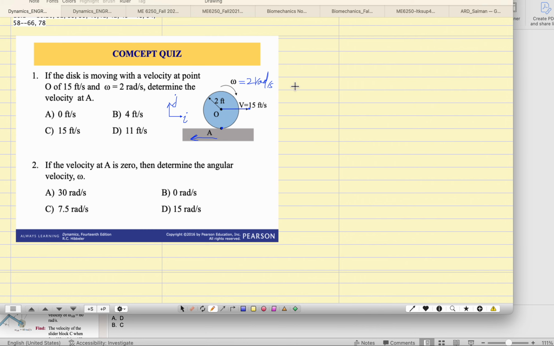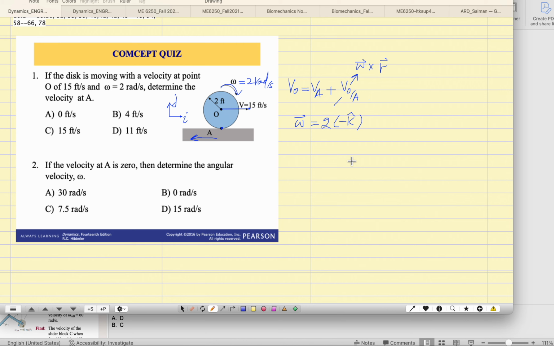And I will use the velocity formula for rigid body motion. So let's use VO equals VA plus VO from A. And VO from A is nothing but omega cross R. Since the rotation is clockwise, I can write omega as magnitude, and clockwise is negative k unit vector.